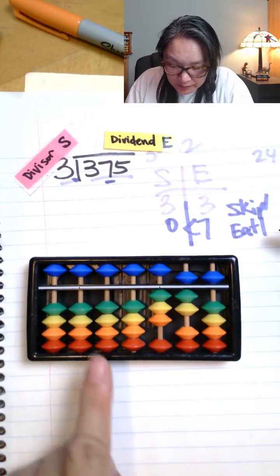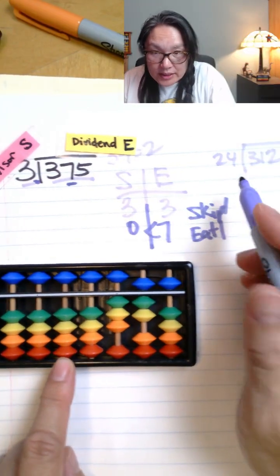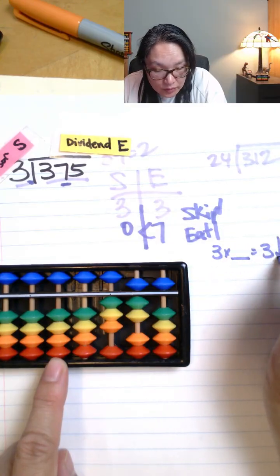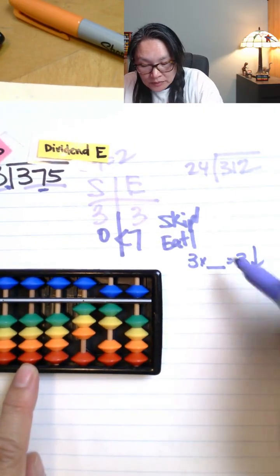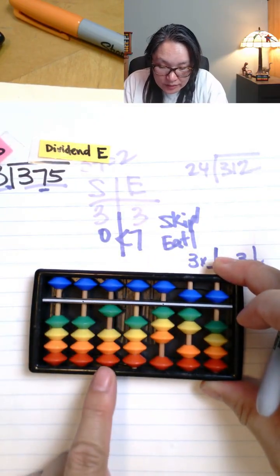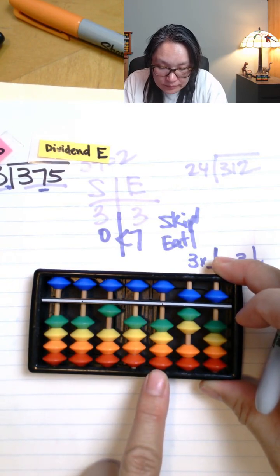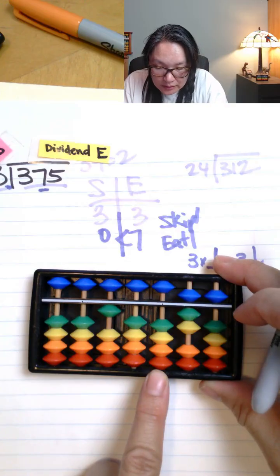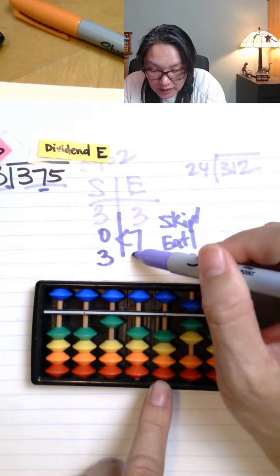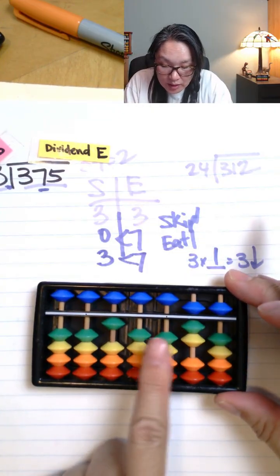So I'm going to skip this one, and I'm going to only talk about this. So the question is still 3 times what is equal to 3 or less? 3 times 1. So I add 1 to my answer, and I take away 3. Then I do a comparison again. Now it's 3 and 7. 7 is still bigger. I still just need to skip one column.